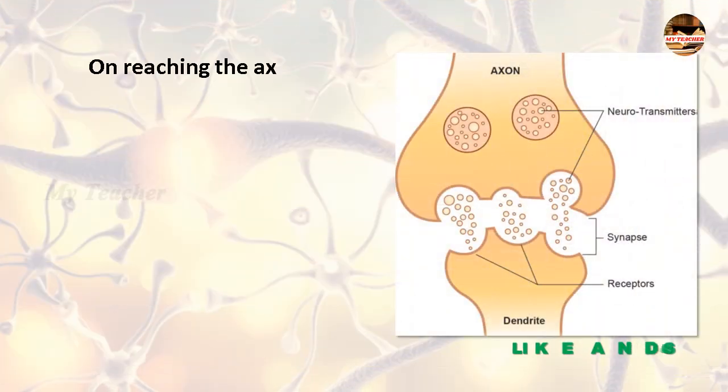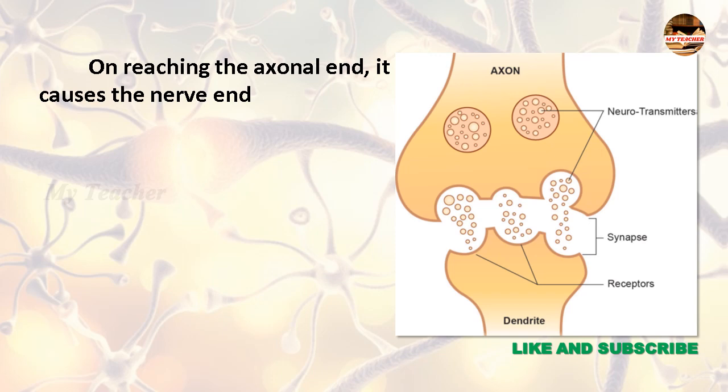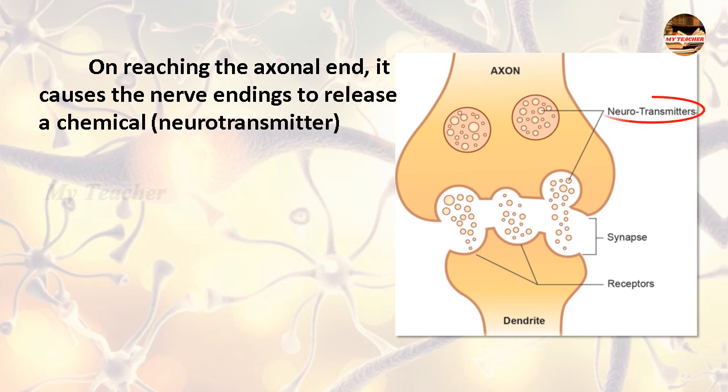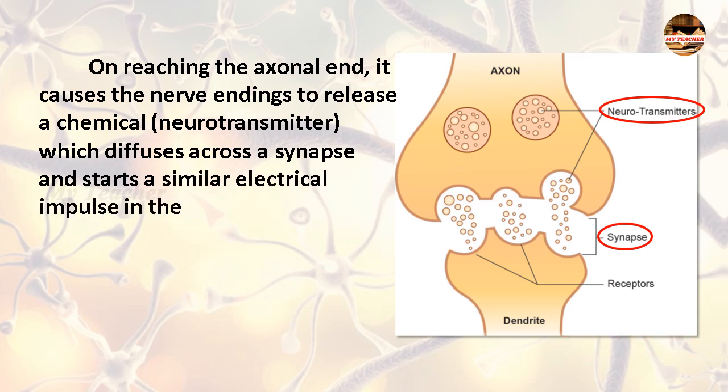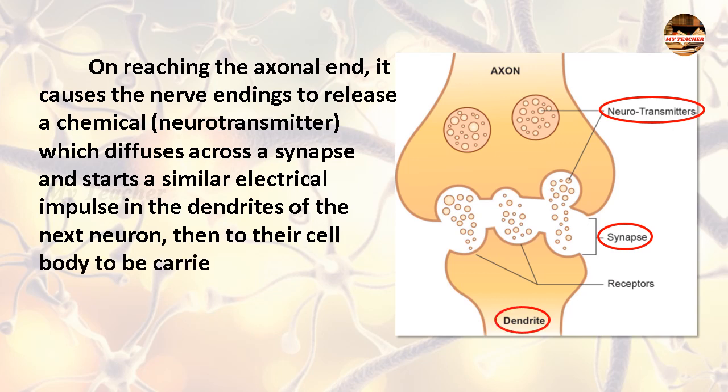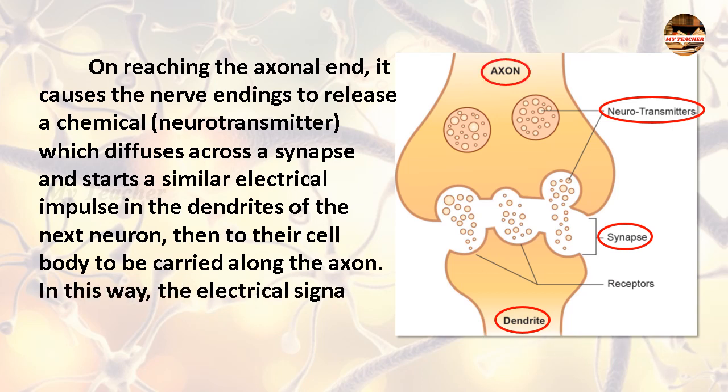On reaching the axonal end, it causes the nerve endings to release a chemical, that is neurotransmitter, that you can see in the picture, which diffuses across a synapse and starts a similar electrical impulse in the dendrites of the next neuron, then to their cell body to be carried along the axon. In this way, the electrical signal reaches the brain or spinal cord.